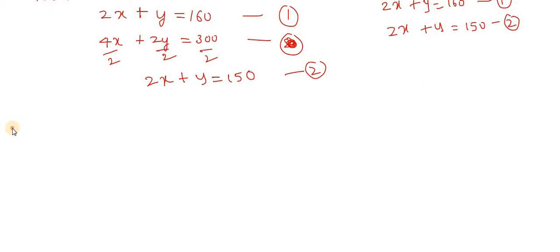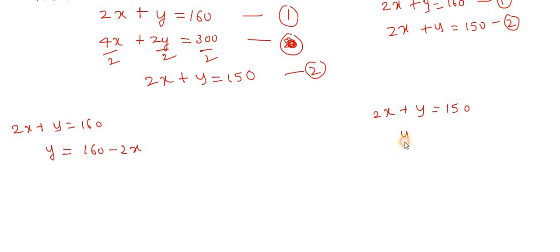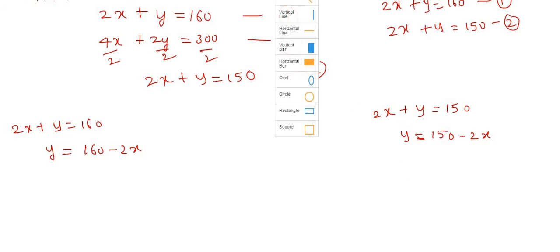So here 2x plus y is equal to 160, and here 2x plus y is equal to 150. From this, keep y on the left-hand side and the remaining terms on the right-hand side. So y is equal to 160 minus 2x, and here also y is equal to 150 minus 2x. Now you can write the table.